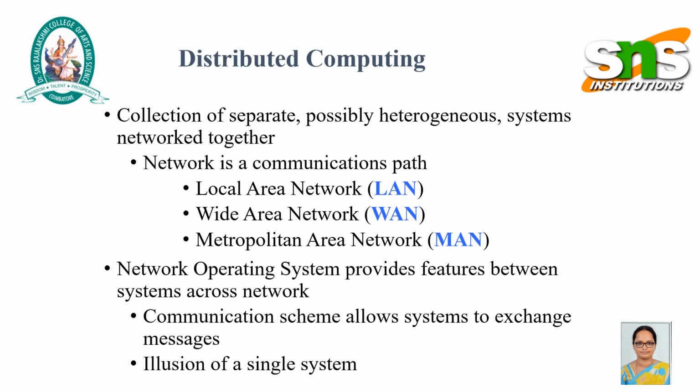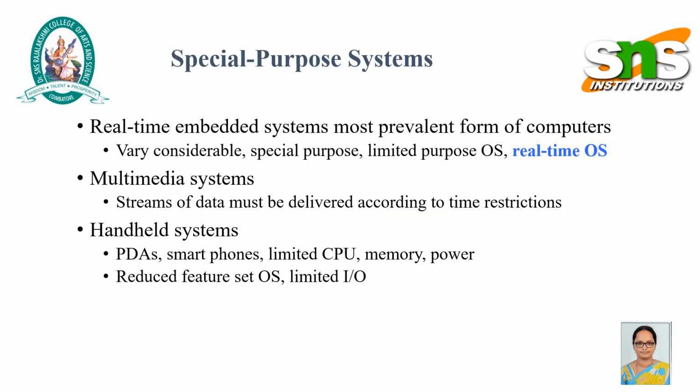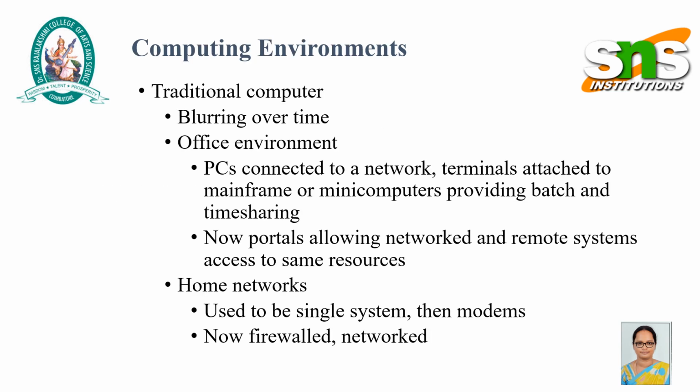Distributed computing is a collection of separate, possibly heterogeneous systems networked together. The network acts as a communication path. Here we are using three types of networks: local area network, wide area network, and metropolitan area network. Special purpose systems: real-time embedded systems are the most prevalent form of computers. They have special, limited-purpose OSs and real-time OSs. We can also include multimedia systems and handheld systems.